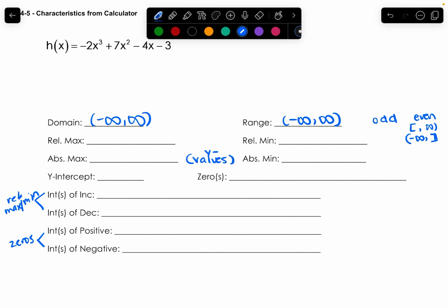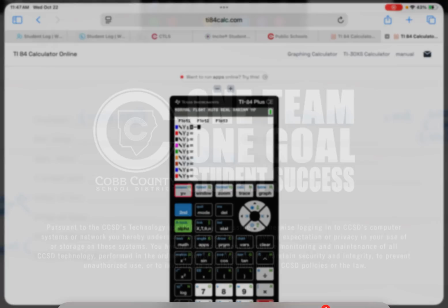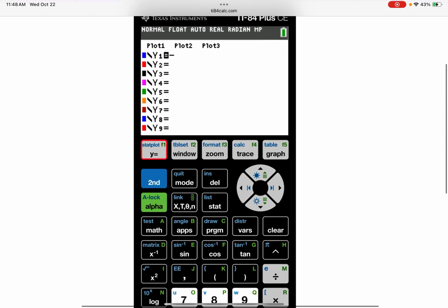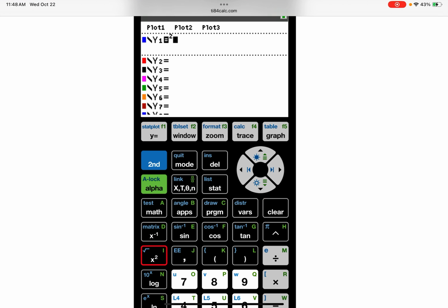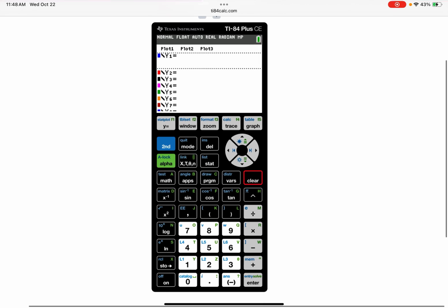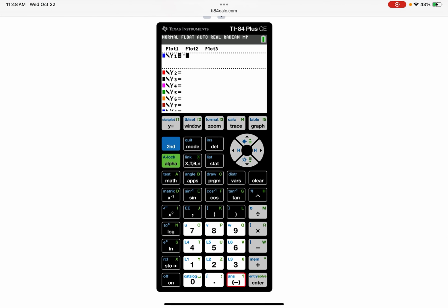So let's go to the calculator here, and I'm gonna pull mine up here. I need to type this in. My equation was, I have to make this smaller so you could see it, negative, not minus, 2x to the third plus 7x squared minus 4x minus 3. Okay, 0, -3 should be my y-intercept. I graph and I can see all of this.